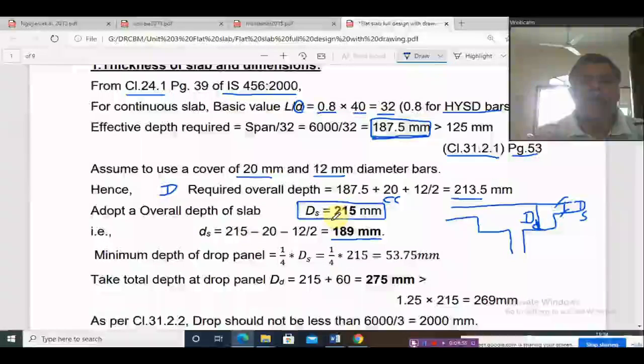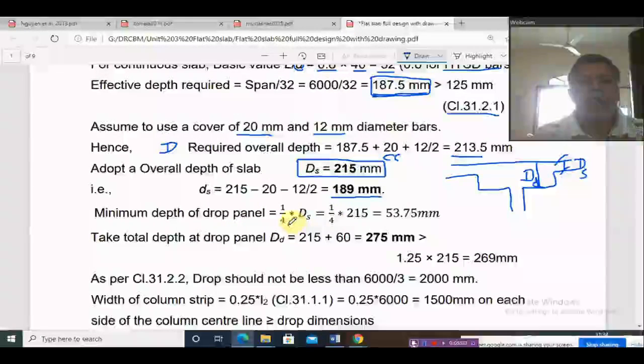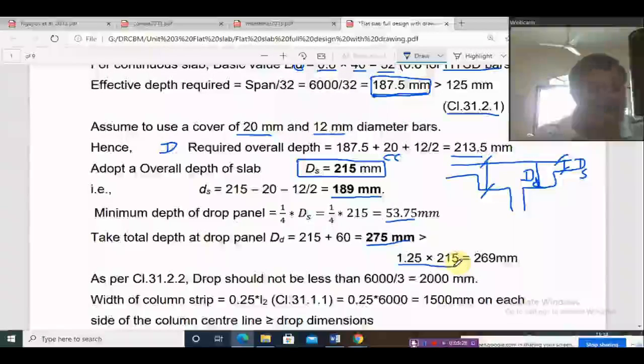Now we have an effective depth and overall depth. Next we have to find the dimension for the drop. Minimum depth of the drop panel is 1/4 of the depth of the slab. Depth of the slab assumed as 215, 1/4 of that value is 53.75. I am assuming that value as 60. By adding these two values, I got the overall depth of the drop as 275 mm. That is greater than 1.25 times the depth of the slab. So the assumed dimension satisfied the conditions.